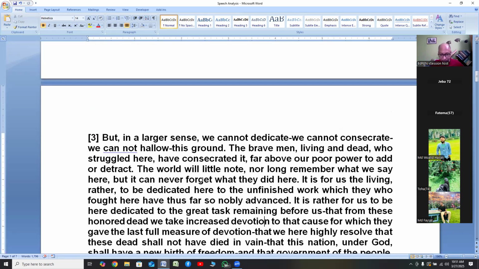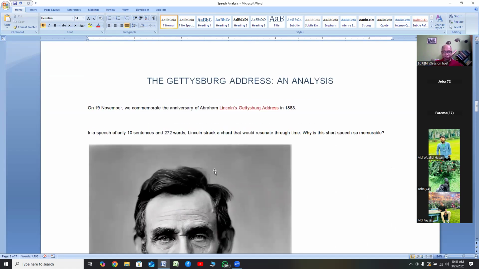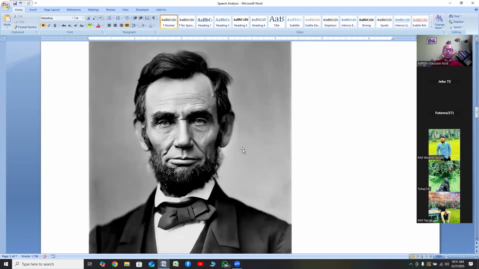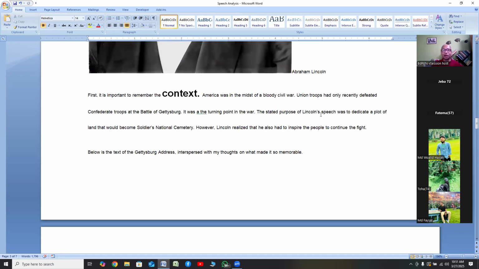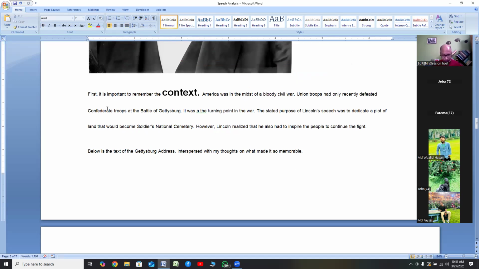Now, dear students, I would like to draw your attention to this very part of today's lecture. This is the analytical part. I think you can see Abraham Lincoln here. Now, come to this slide. Come to this segment. So what things should you consider while analyzing my speech? First, it's important to remember the context.